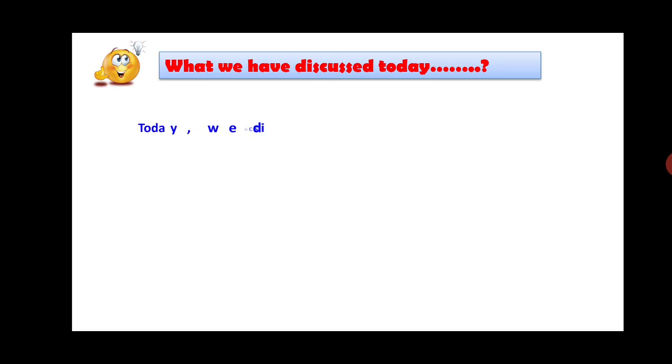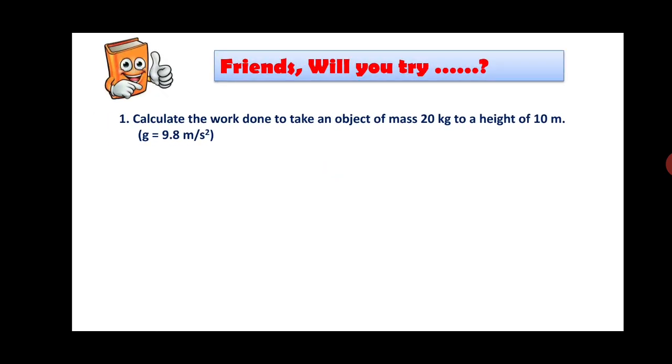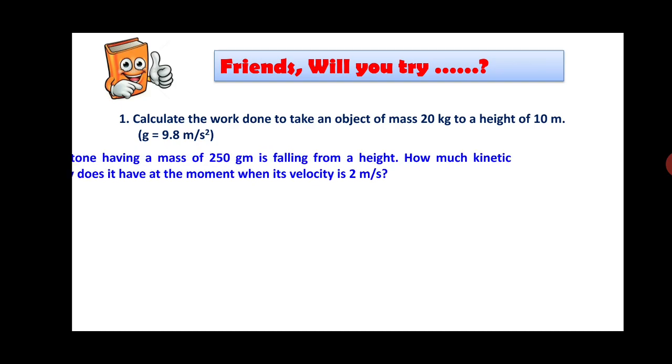Friends, now what we have discussed today is the numerical problems of the following subtopics of this chapter: work done, kinetic energy, potential energy, and power. Friends, you may try these problems at home. Calculate the work done to take an object of mass 20 kg to a height of 10 meter. g is given as 9.8 meter per second square.